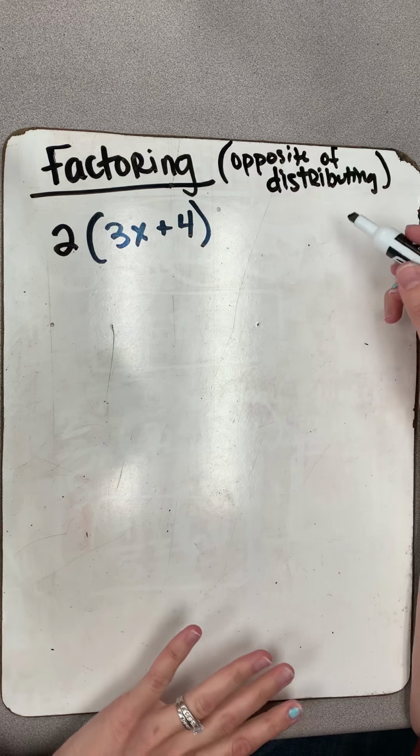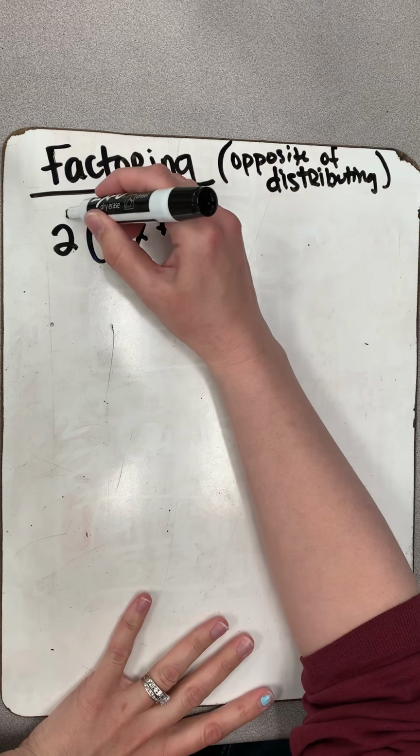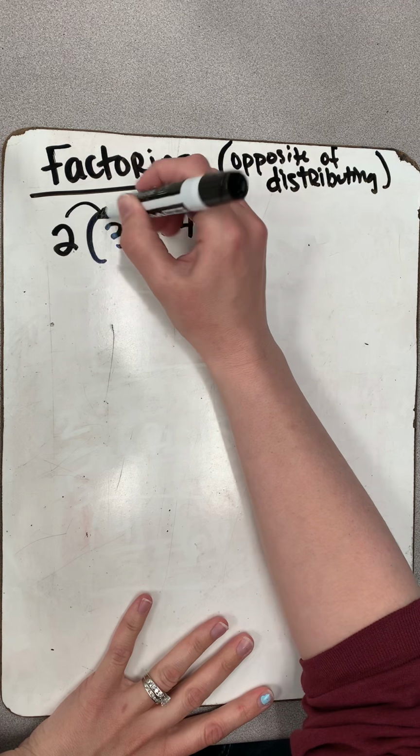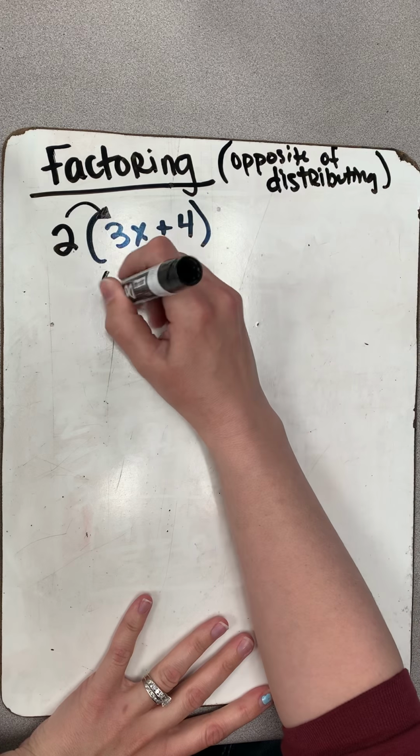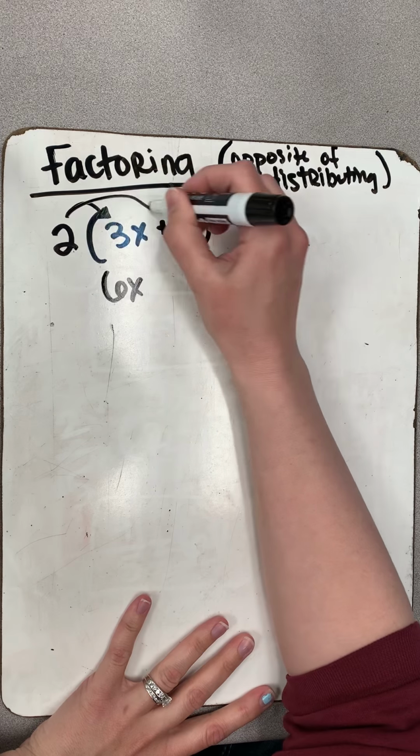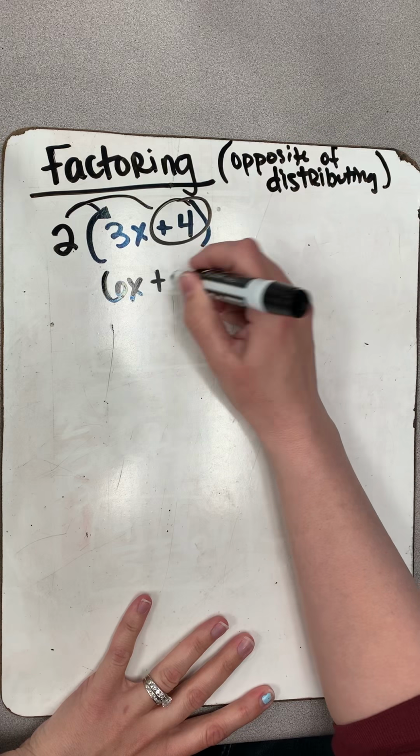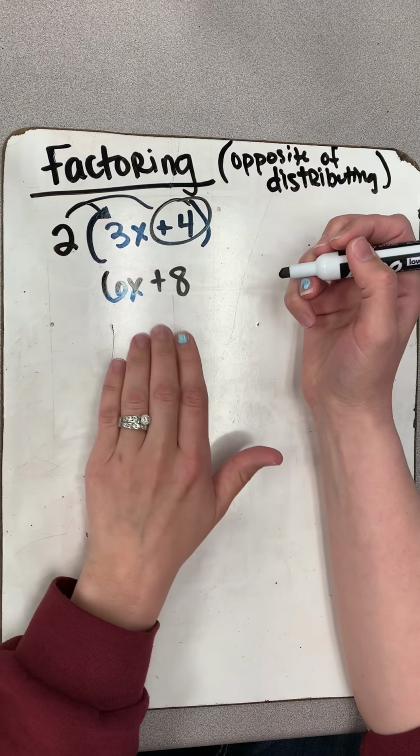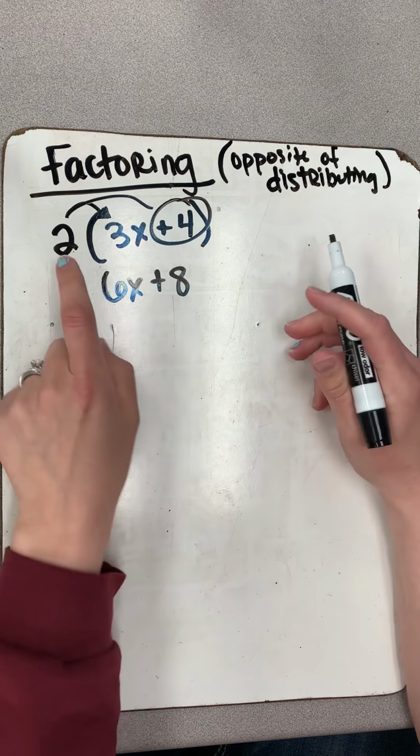We talked about distributing last time, and so I hope you guys know how to do this. We take 2 times 3x, which would give us 6x, and then 2 times a positive 4, which would give us a positive 8. So that is how we would distribute this 2 through.